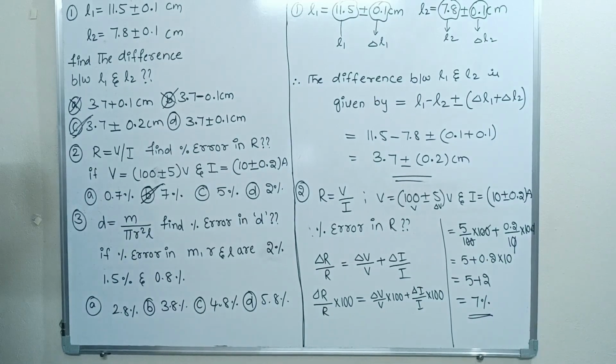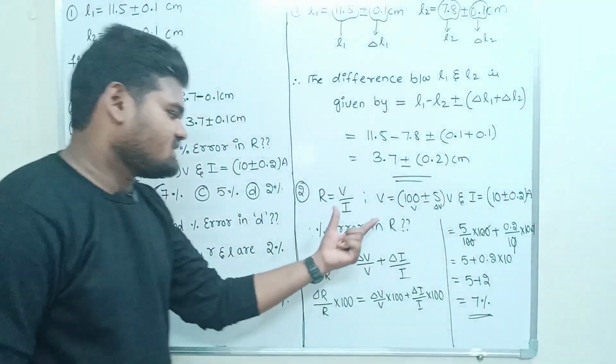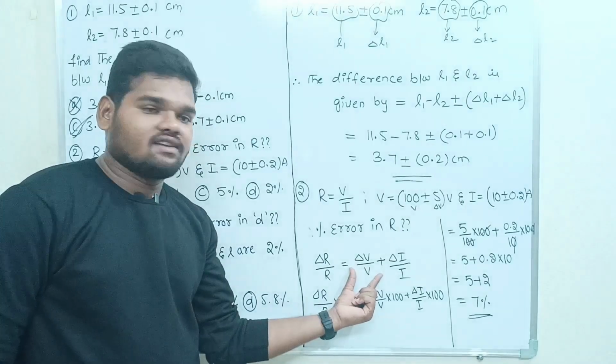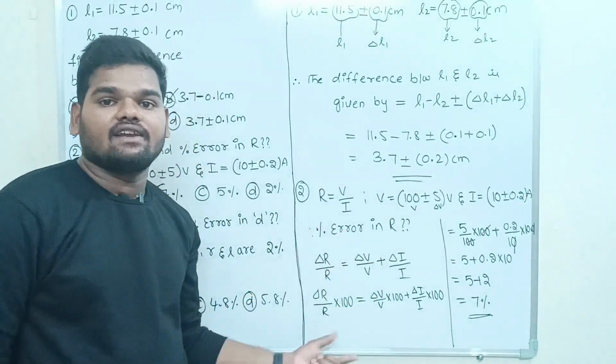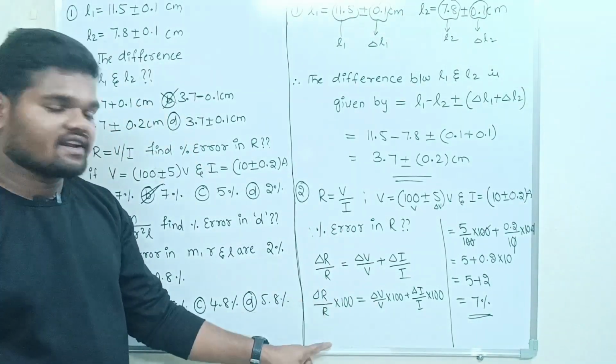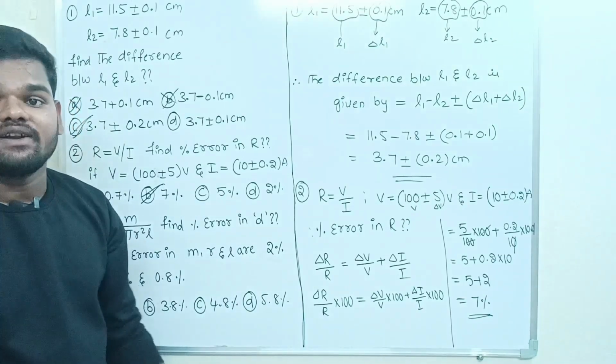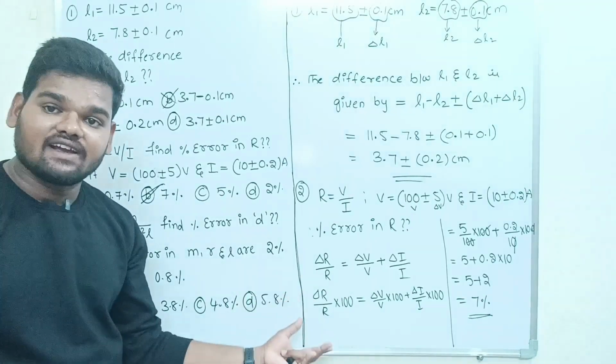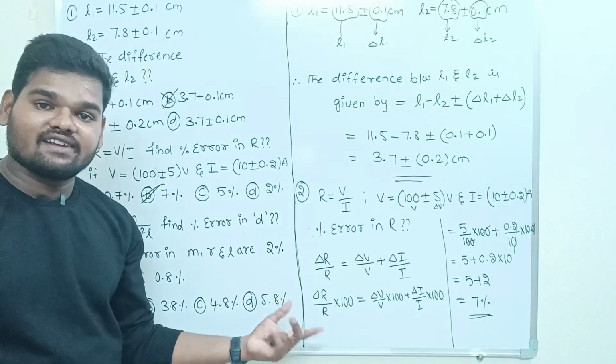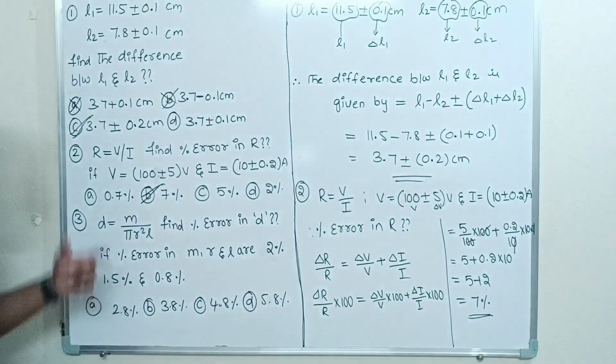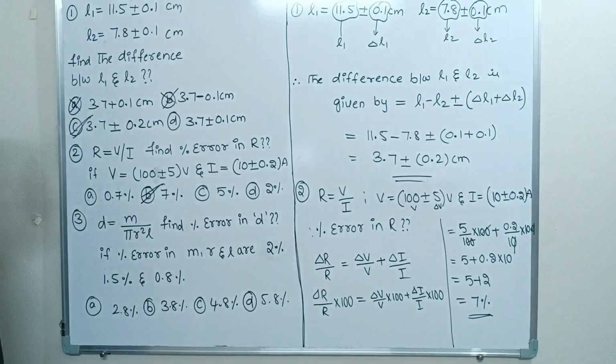Are you getting? Any doubts? I just wrote the relative error. They are asking for percentage error, so multiply by 100. That's it. Absolute error by mean value into 100 gives the percentage error. Any difficulty? Easy problems, right? Okay, pause the video, write the problems and the solutions. 3, 2, 1, go.